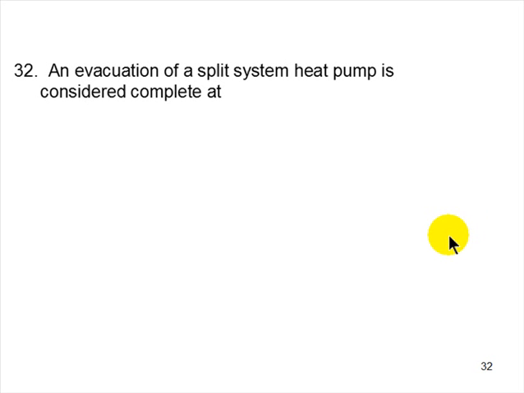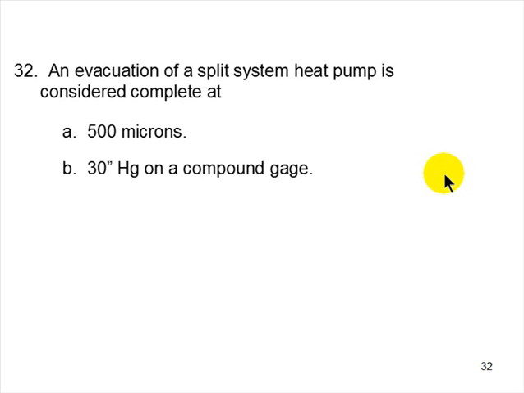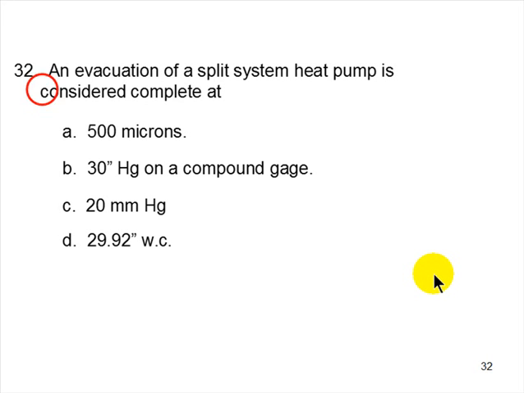32. An evacuation of a split system heat pump is considered complete at 500 microns, 30 inches of mercury on a compound gauge, 20 millimeters of mercury (HG is the atomic symbol for mercury), or 29.92 inches of water column. When is a heat pump considered to be properly evacuated? 500 microns. All right. If this were 29.92 inches of mercury, it would be correct, but not on a compound gauge. It's not mercury, it's water column. And mercury is a heck of a lot heavier than water is.